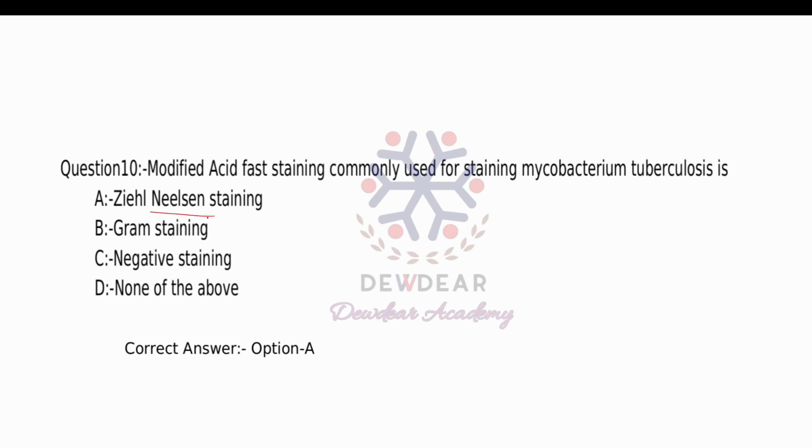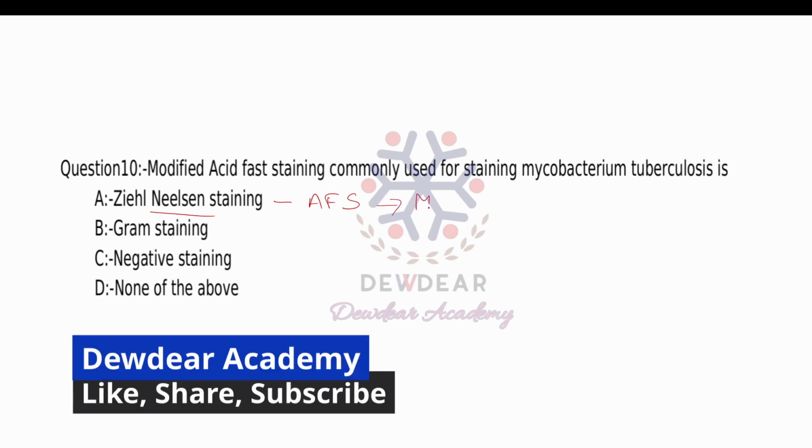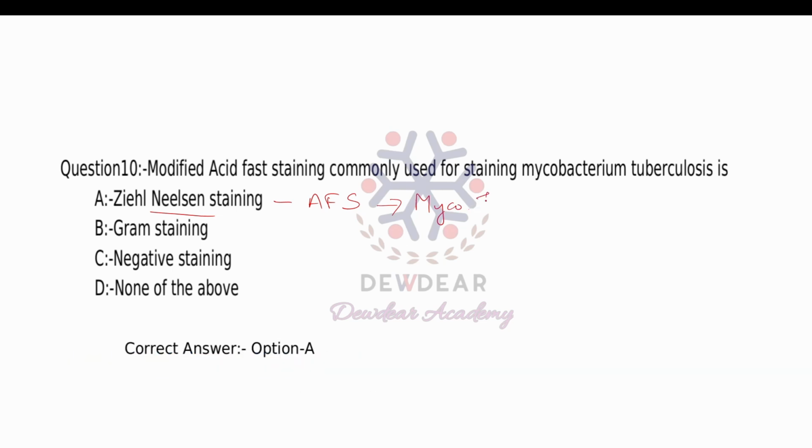What is Ziehl-Neelsen staining? It is a type of acid fast staining, and it is mainly used to identify Mycobacterium tuberculosis, and also other Mycobacteria can be identified using this Ziehl-Neelsen staining. So what is the speciality of this bacteria?